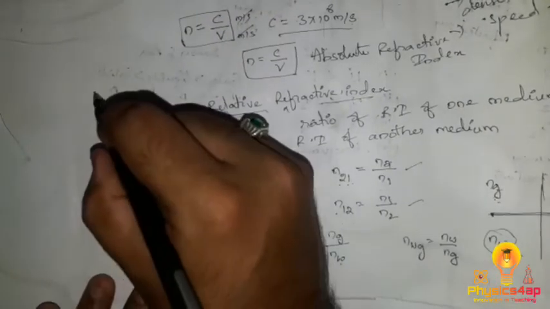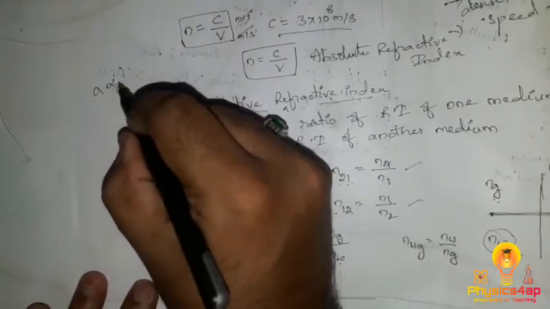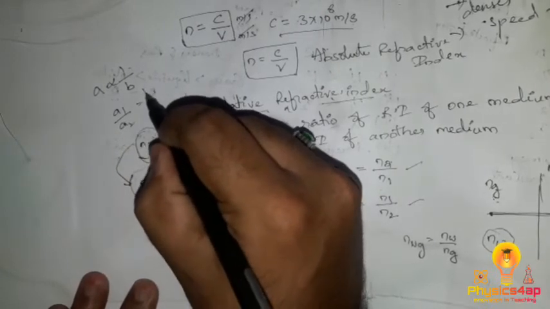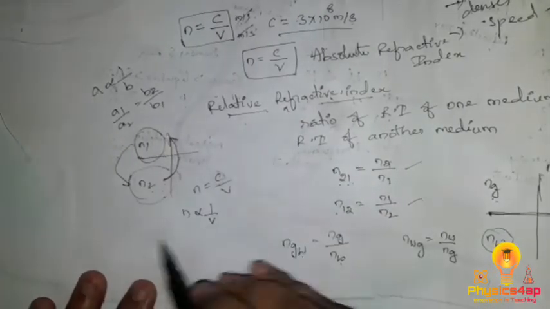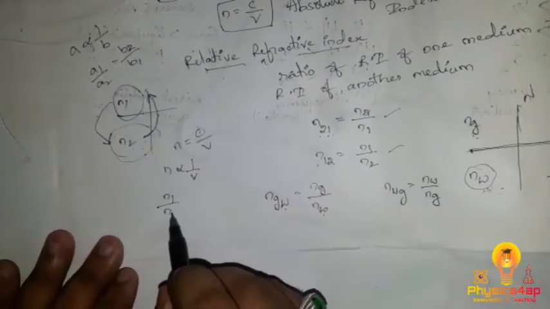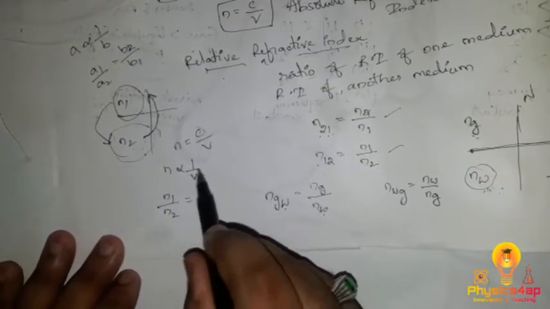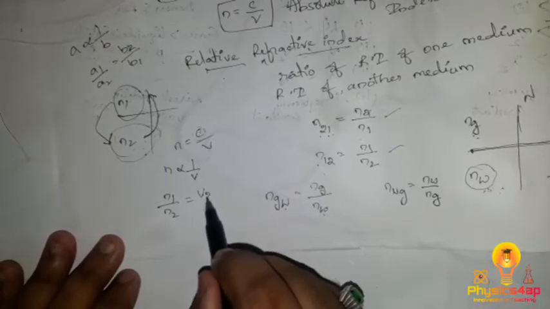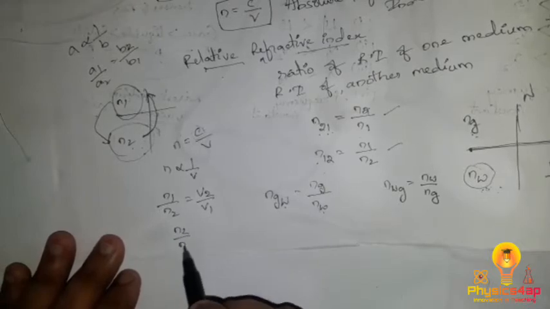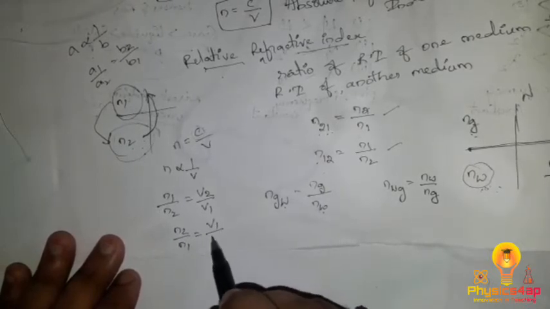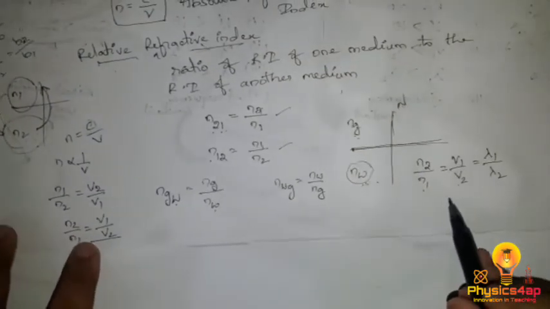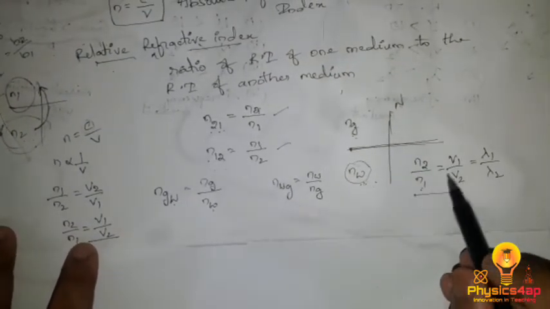In mathematics, if n is proportional to 1 by V, then it can be written as A1 by A2 equals B2 by B1. The same also here: n1 by n2 is equal to, as it is a reciprocal, V2 by V1. For example, if it is n2 by n1, then we can write it as V1 by V2, the reciprocal of it. The same thing that I have written over here, n2 by n1 is equal to V1 by V2.